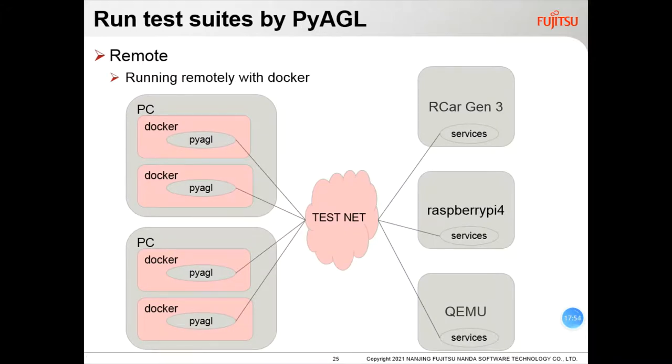If your team has many developers, one pyagl environment may not be enough. This is our team's solution. We use Docker containers to support multi-pyagl environments. Multi-PC. In multi-PC, you can have multiple Docker containers. So you have multiple pyagl environments. All the pyagl environments can access or test boards by testnet.